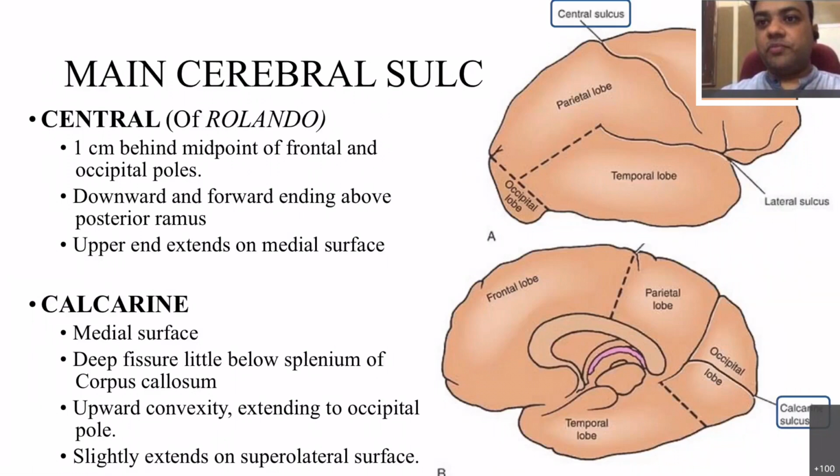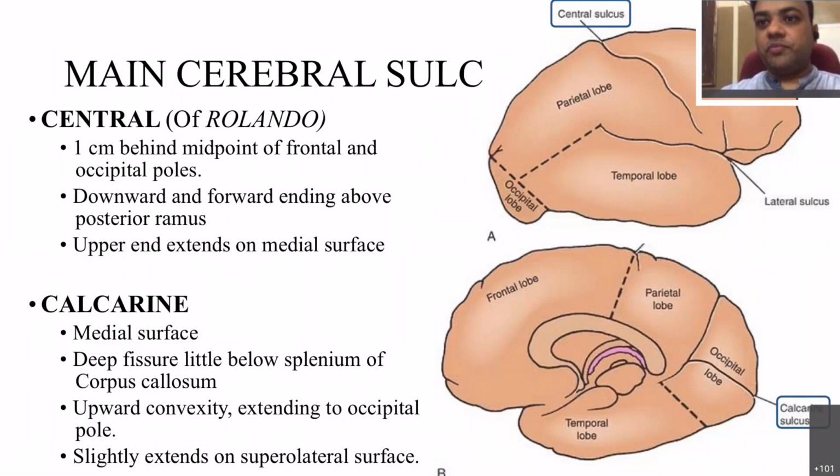Okay, then we come to the calcarine sulcus. So you can see where the calcarine sulcus is. In the lower diagram, you can see on the medial surface, it is extending from the occipital pole upward and anterior, and it slightly extends on the supralateral surface also. If I would like to show you where the lateral surface extension of this calcarine sulcus is, this one. Is it clear?